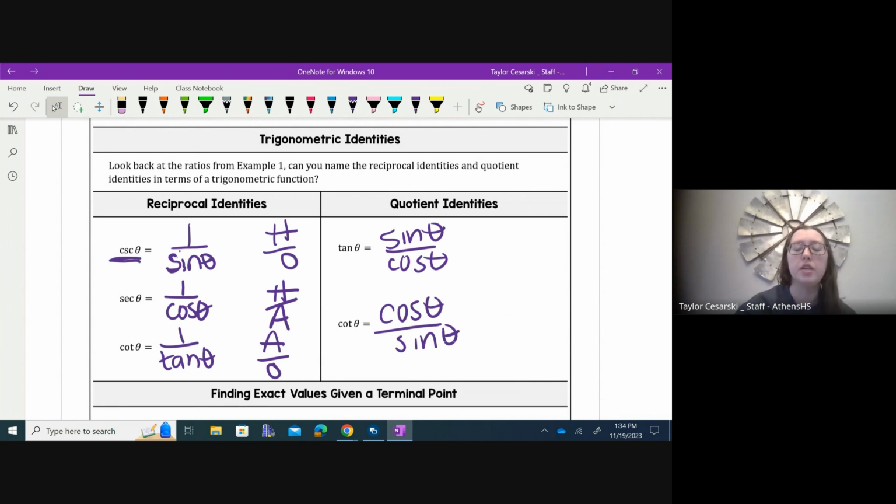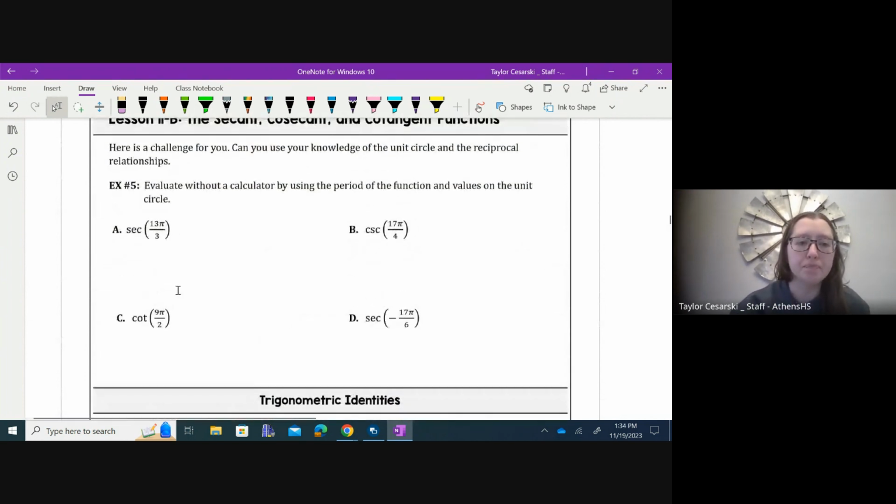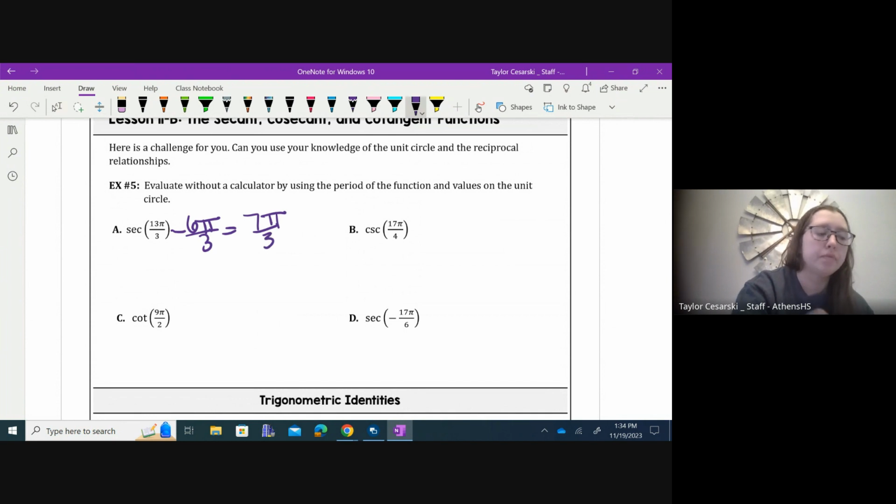So let's look at a few examples with the unit circle, okay? So this one says secant of 13 pi over 3. Well, we know that that's too big, so you could keep going around the circle, or you could subtract 2 pi. I'm going to subtract 2 pi because I know that's a full circle. So when I subtract that, I get 7 pi over 3, which is still too big, so I'm going to subtract 2 pi again. And I end up getting pi over 3.